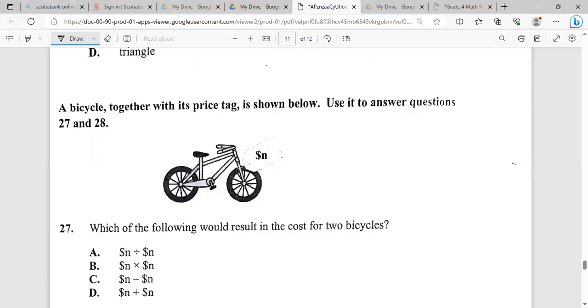27. A bicycle together with its price tag is shown below. Use it to answer the item. Which of the following would result in the cost of two bicycles? N divided by n times n, and that would be D.